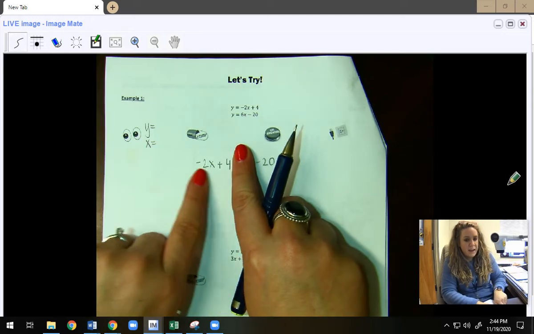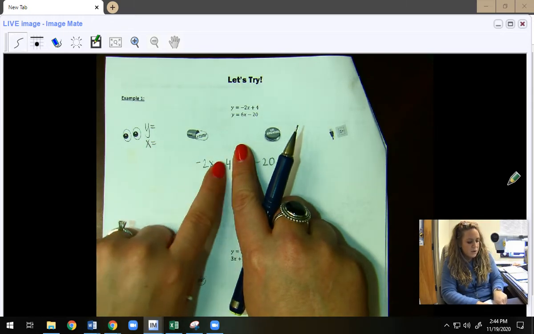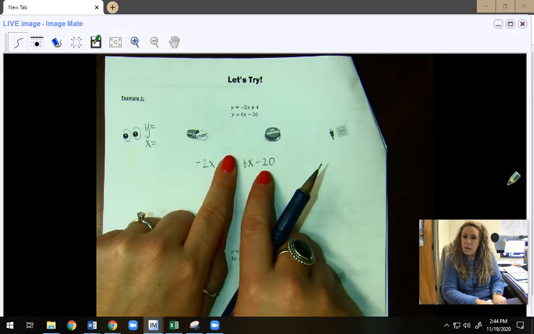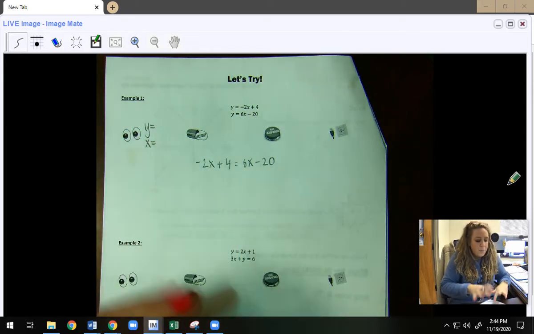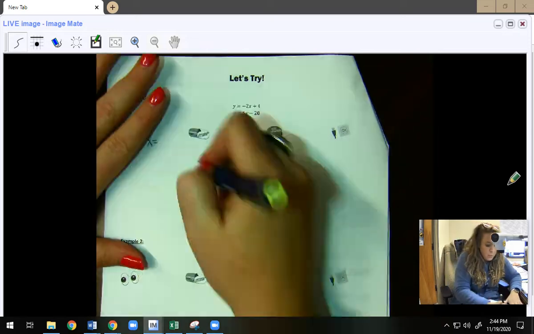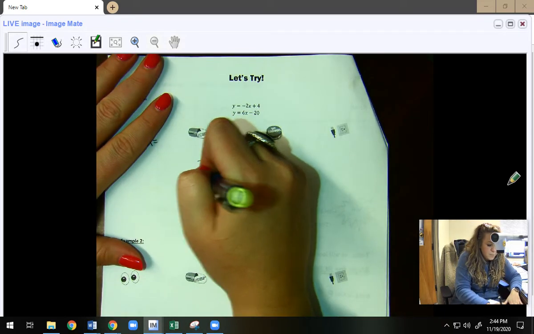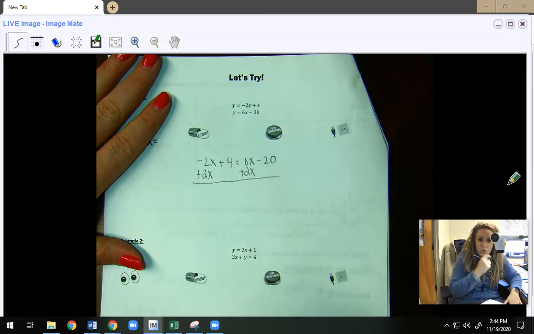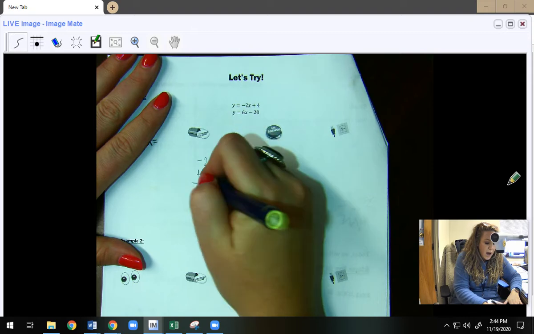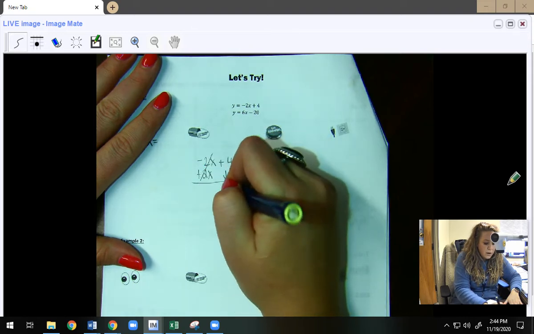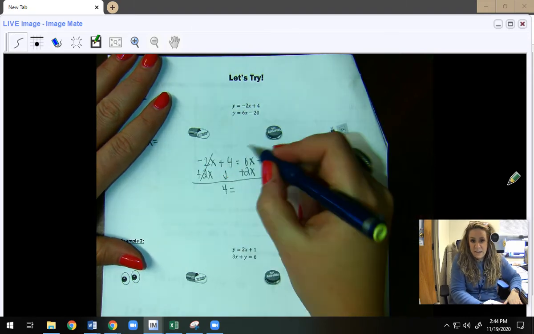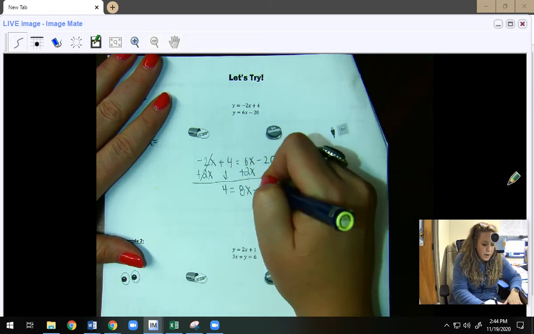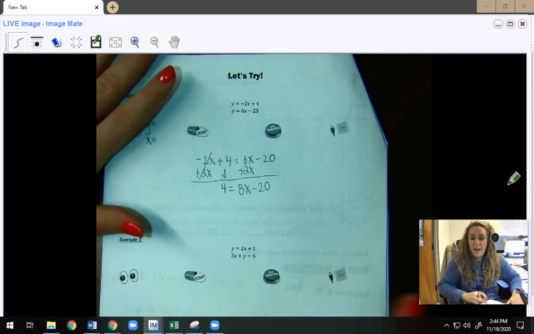That means that on this side, can I combine any more x's or any more constants? No. Can I combine any more constants, any more x's? No. So that means now I'm going to get x by itself. So I'm going to combine this. I'm going to say plus 2x, plus 2x. Draw a line, go back to the beginning. 4 equals, if you have 6 x's and then I give you 2 more, you have 8 x's minus 20.